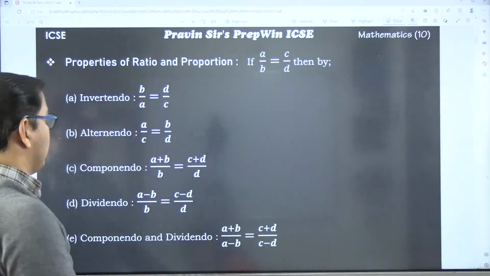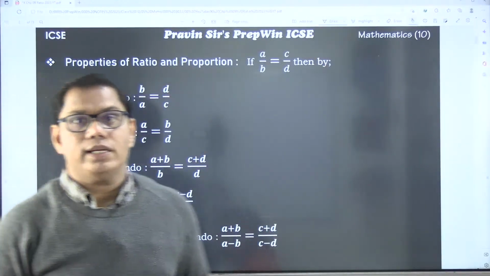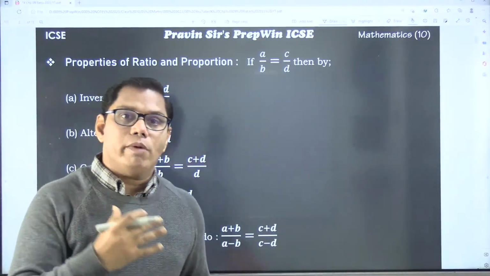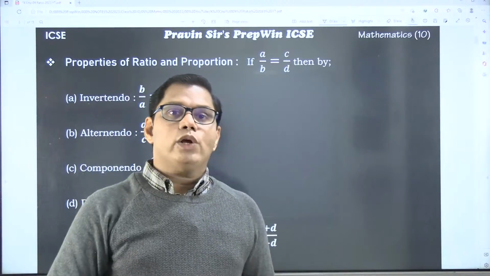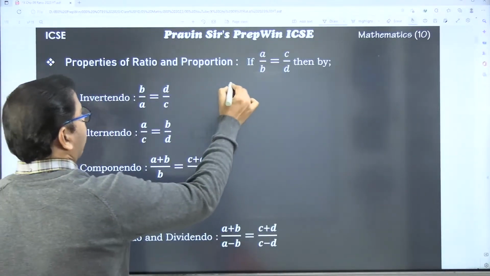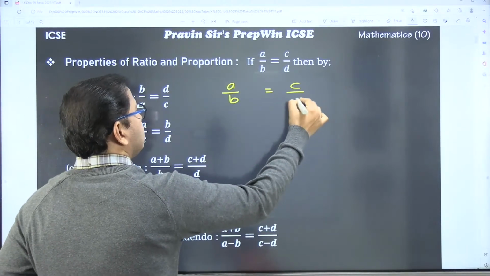How to prove this? Anyway, proof will not be asked in the examination, but if you know the proof, it becomes very easy for you to remember it, retain it in your mind, and to recollect when you are writing your examination. Look here, first ratio is A by B and second ratio is C by D.